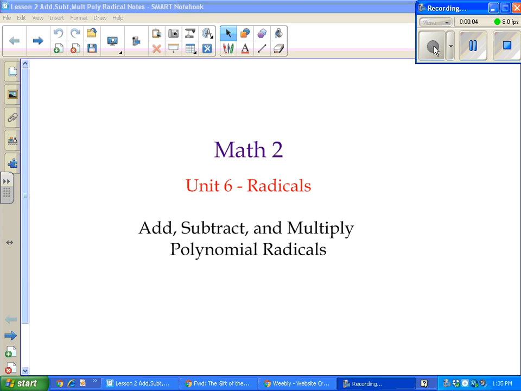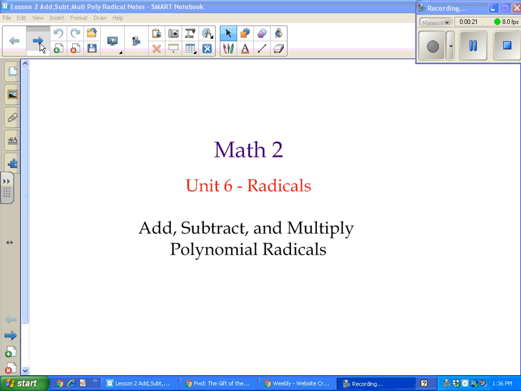Today's lesson is on radicals. We're sticking with the same Unit 6 unit that we started yesterday. We're going to add, subtract, and multiply polynomial radicals, so these will have more than one expression to work with.